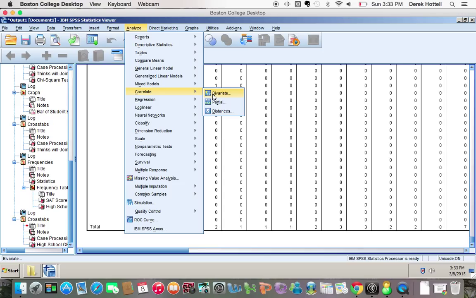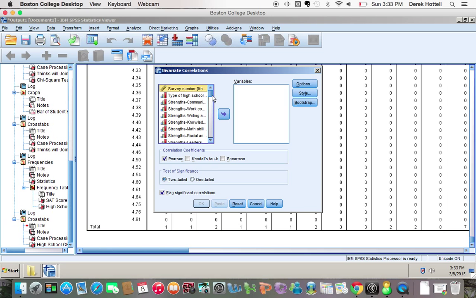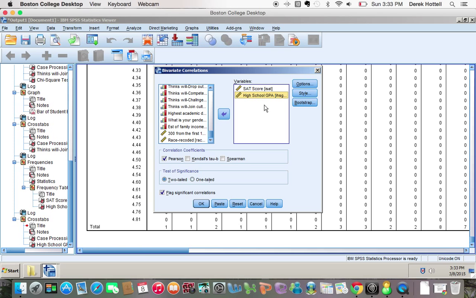So we're going to go to Analyze, we're going to go to Correlate, and we're going to do a bivariate correlation, which all that means once again is that you're working with 2 variables by 2. So those 2 variables that we want to work with are SAT score and GPA, and it doesn't matter what order you put them in. All it will do is change how they're laid on the table. It won't change the actual test statistics.